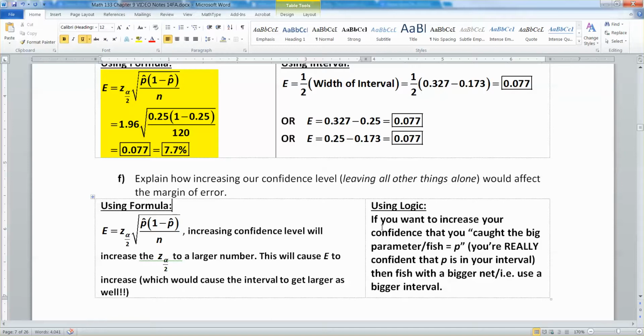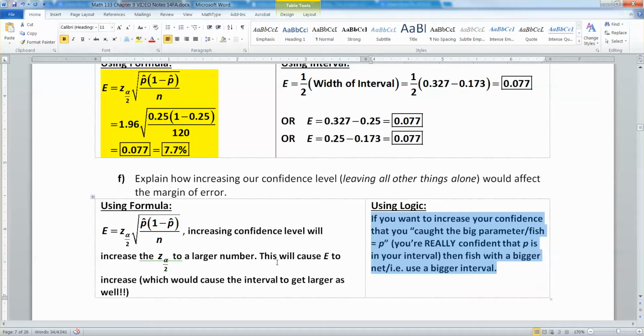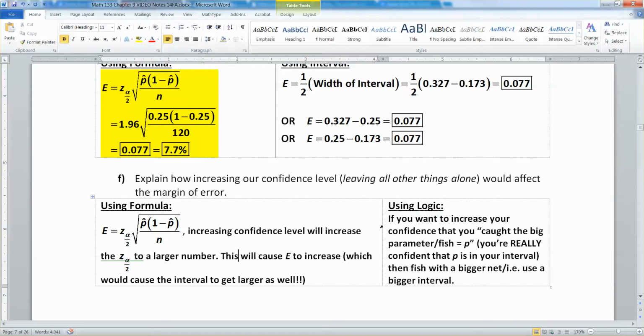right? You're saying, look, leave everything else alone. I want to be more sure I caught the fish. Well, then use a bigger net, right? If you use a bigger net, you will be more sure you caught the fish. You'll be more sure you know where P is. Now, it doesn't mean you're 100% sure because we're never 100% sure, right? But it means that we're more likely to have caught the fish in our net if we go with a bigger net, if we go with a bigger interval. So that's kind of the logic for why this works.